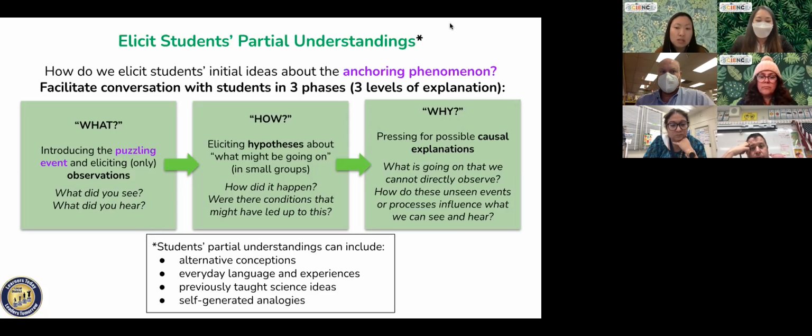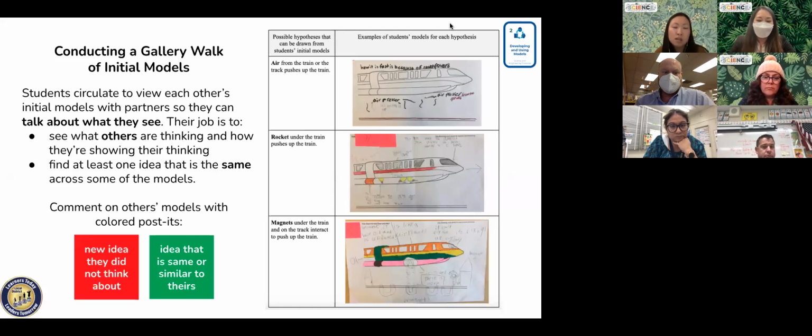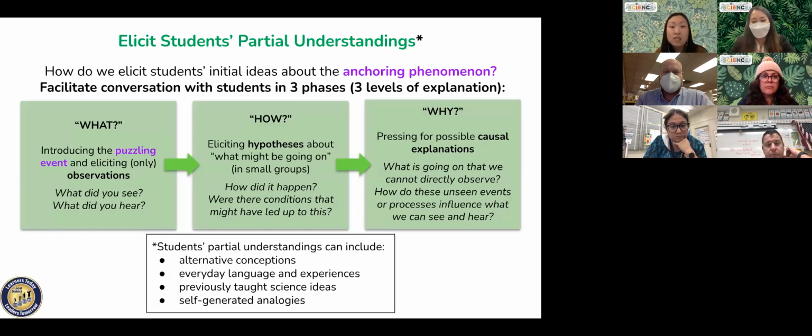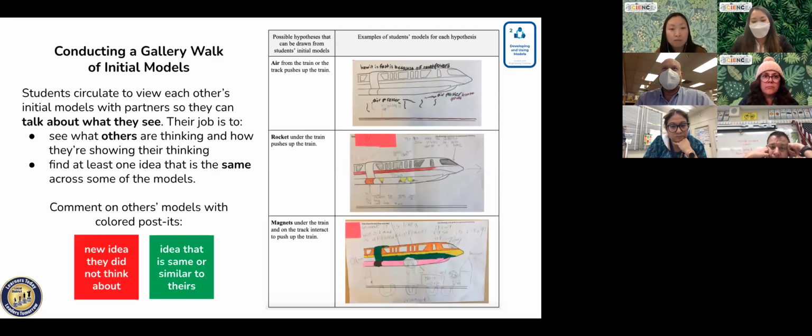So then what do we do with these initial models? Next slide, please. We can conduct a gallery walk because we don't want the models to just be for us, the teacher. The audience is everyone. So models make everyone's thinking visible and publicly available to the group. So students can circulate around the room and look at either each individual's or each small group's model. They can travel with a partner so that they have someone to talk with about what they see.